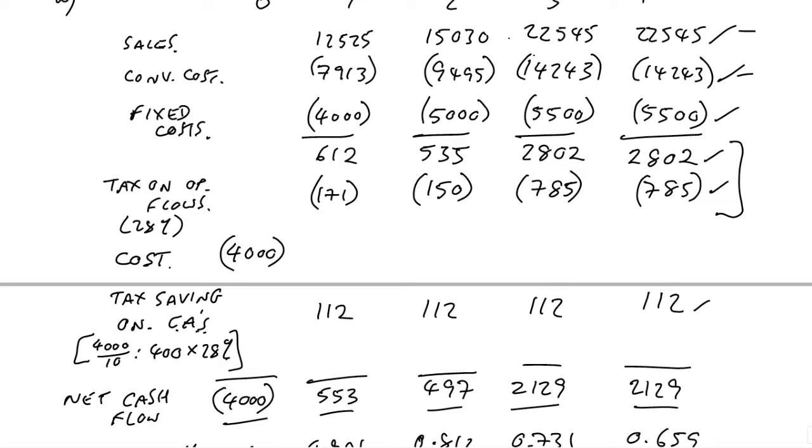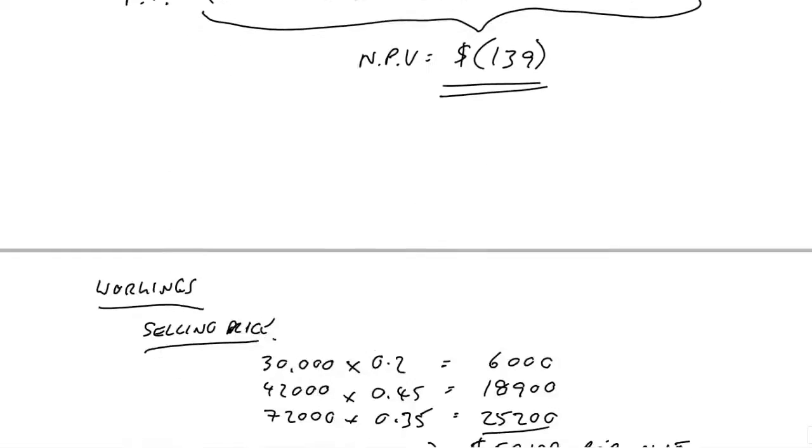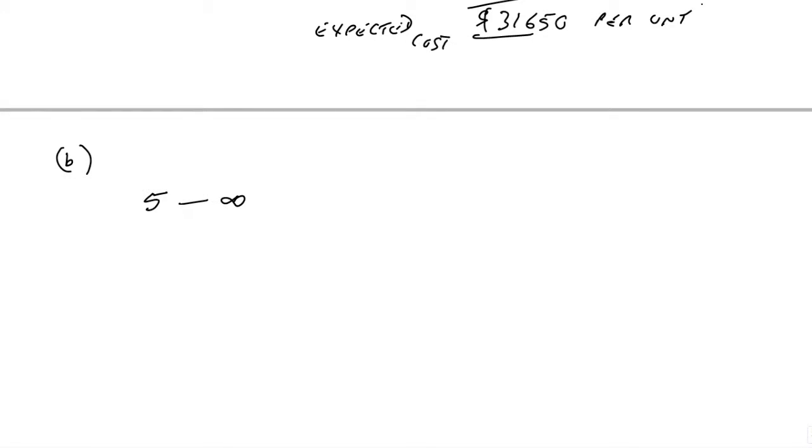2802, well, I'll write them down separately. 2802 and 785. 2802, 785. That'll be 2017 per annum.